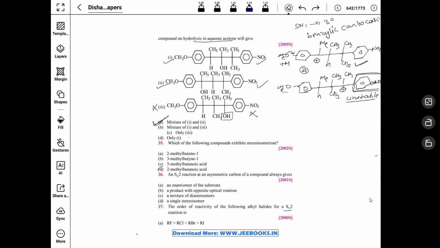Moving to reaction number 36. An SN2 reaction at an asymmetric carbon of compounds always gives an enantiomer of the substrate. No, because substrates and products have different configuration, and we know that inversion of configuration takes place. A product with opposite optical rotation, it is not necessary. May or may not. So the product may have the same optical rotation or may be different from the reactants. So this is also not possible.